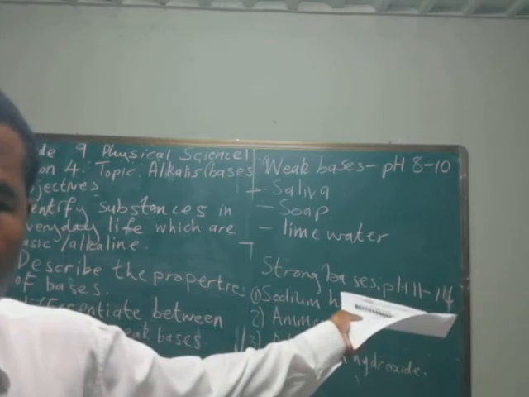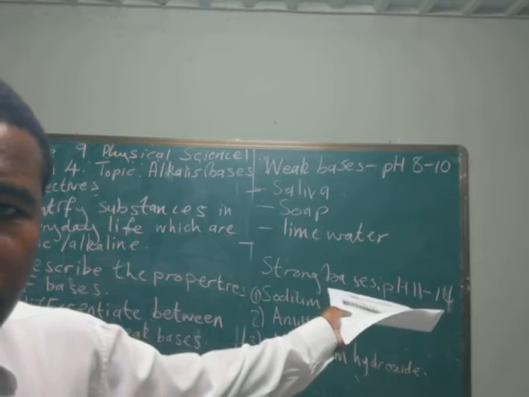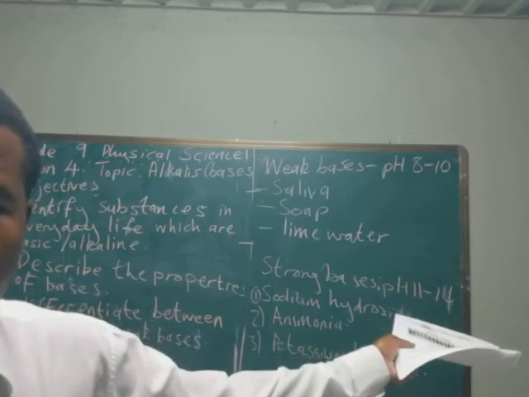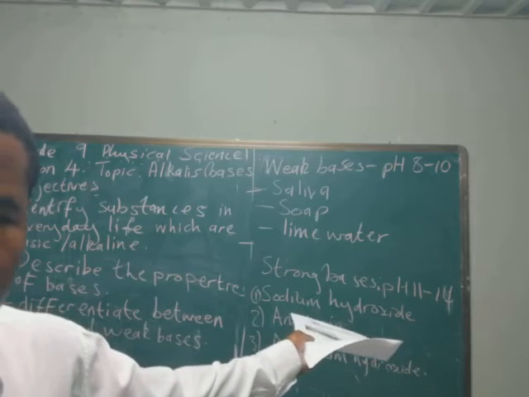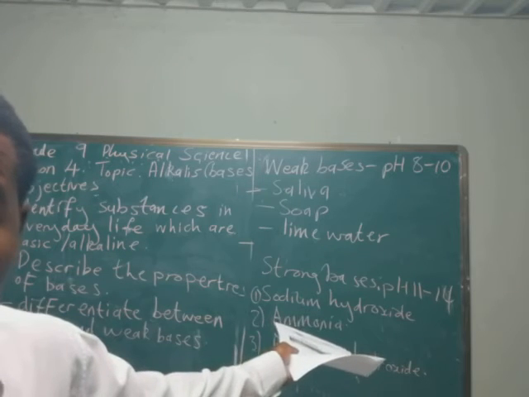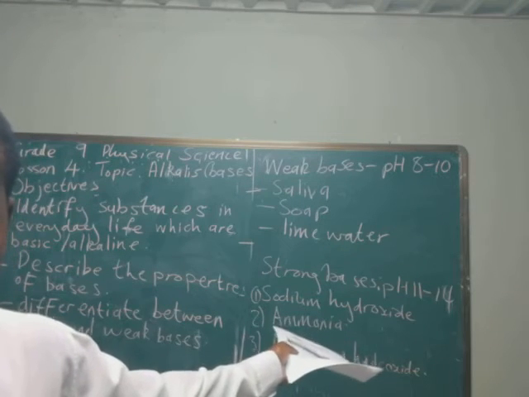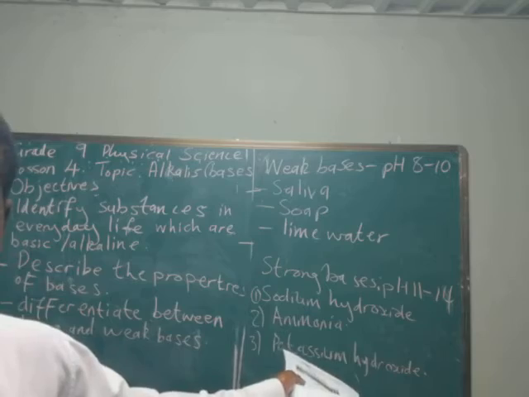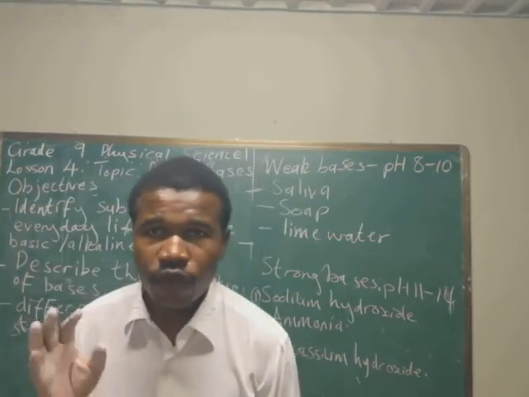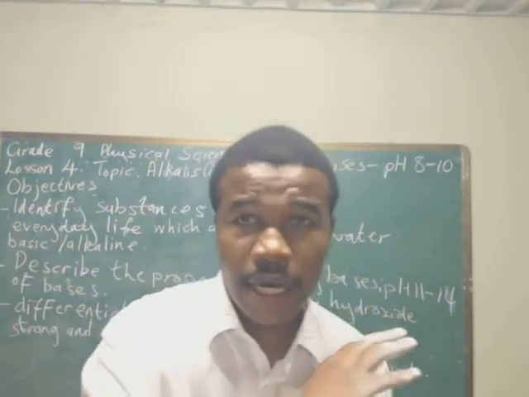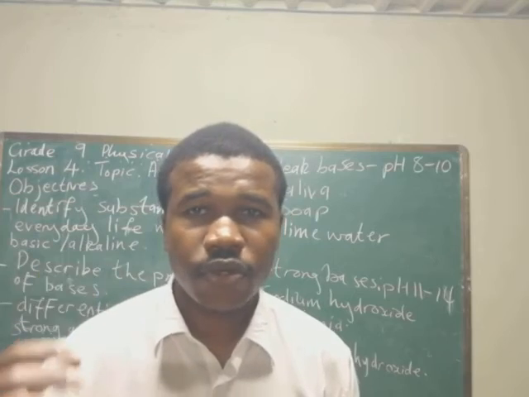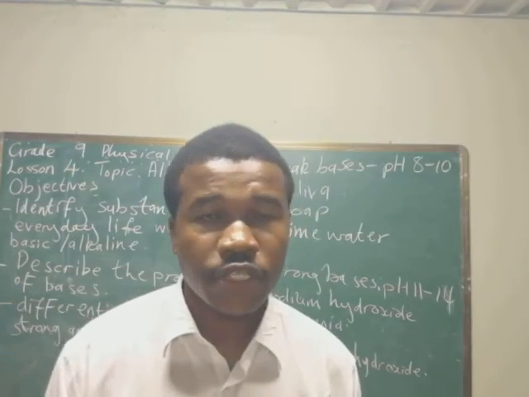Now if we look at strong bases, they have a pH of 11 to 14. Some of the examples are sodium hydroxide, ammonia. Ammonia is also a base. Then the final one there being potassium hydroxide. If you look at them closely, you'll find that those are just the basic ones. Saliva in your mouth is why it's not burning our tongue, because it's a weak base, which is why it's not caustic.